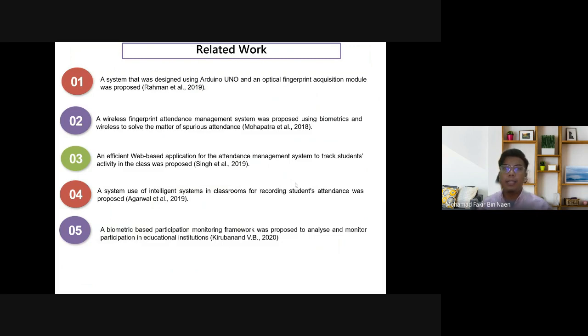Next, they apply a web-based application to take the attendance in order to manage and track student activity in the class. Number 4 is a paper that uses an intelligent system in the classroom for recording student attendance. Lastly, a biometric-based participant monitoring framework was proposed to analyze and monitor participants in educational institutions.